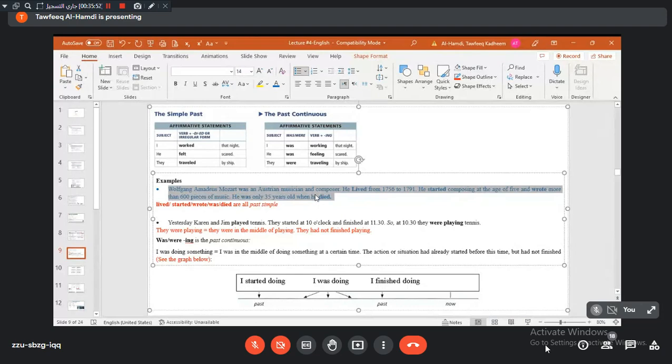Can you read the following example and tell me why I use the simple past form in some parts of this sentence while I use the past continuous in other parts?